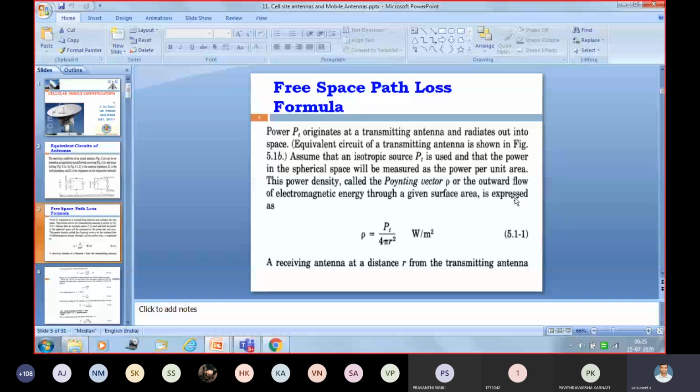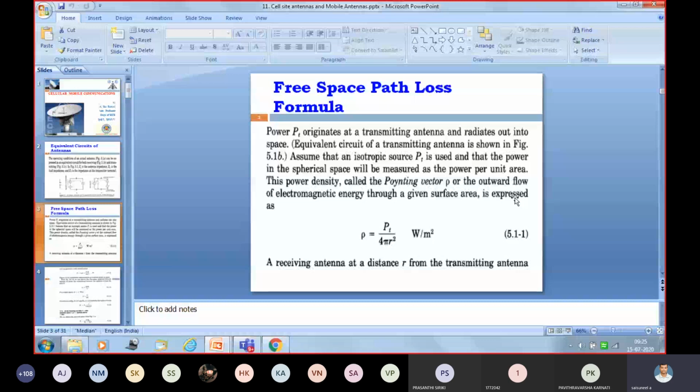The unit is watts per meter square, not Weber. The numerator shows the power in watts. The denominator shows R, which is the distance between the transmitting and receiving antenna. We calculate the distance in meters or kilometers, but especially we use meters. That's why the unit for power density, or Poynting vector, is watts per meter square, right?